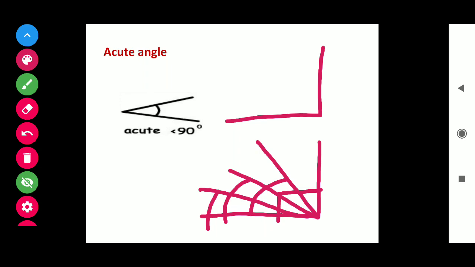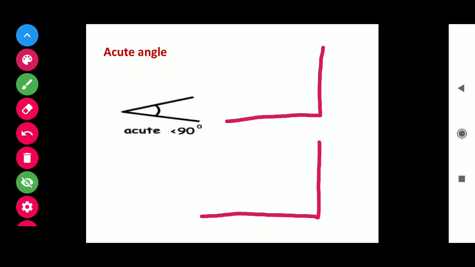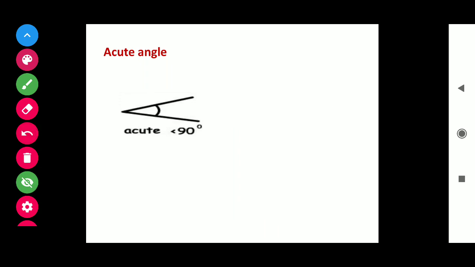So by only watching an angle, you can decide whether it is obtuse, acute, or a right angle. If someone asks you to provide the degree of an angle, at that time you will measure it using a protractor. But if you have to decide the type of angle, then only by watching you can decide it is an acute angle, an obtuse angle, or a right angle.